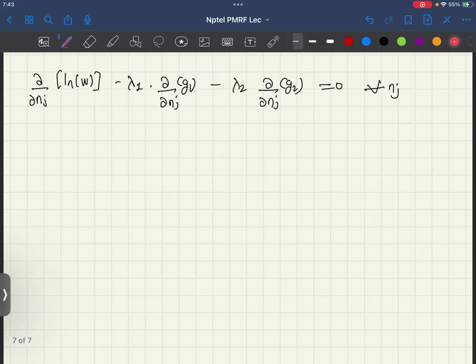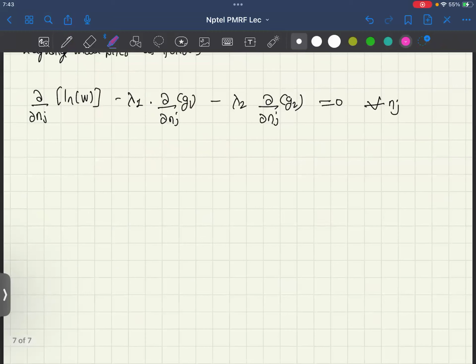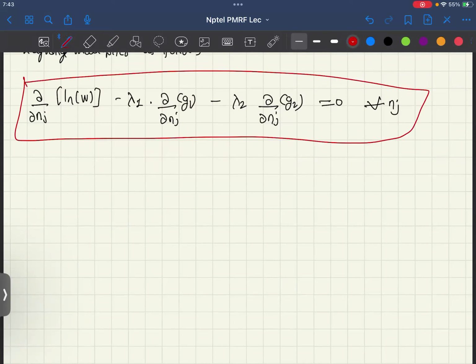Now let us highlight this one and try to solve this one. Okay? Now let us try to find the first step, which is dou by dou nj, in a different color, so blue. Now dou by dou nj of ln omega is what?